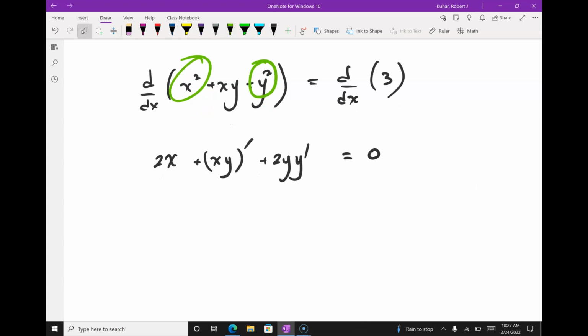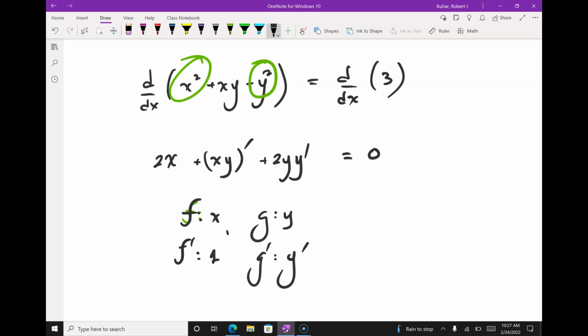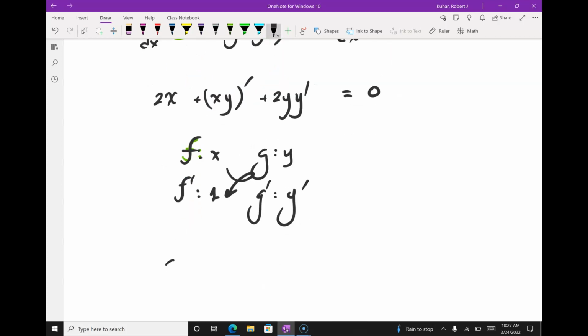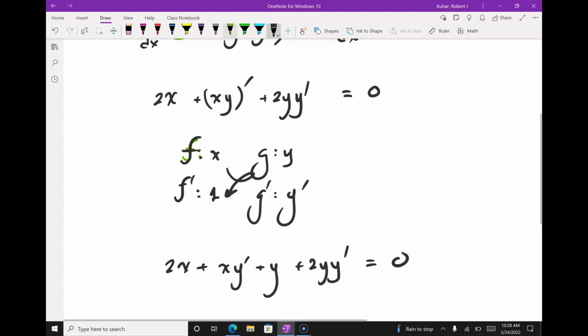So the piece I have left over, I'm going to do with a quick loop, right? First function is x. Oh, can you see the green? Probably not, right? First function is x, derivative is 1. Second function is y, derivative is y prime. So now I get 2x plus xy prime plus y plus 2yy prime equals 0. Make sure you see that everything I got from my loop is here. Yes?